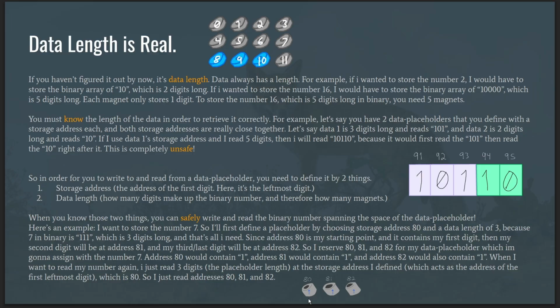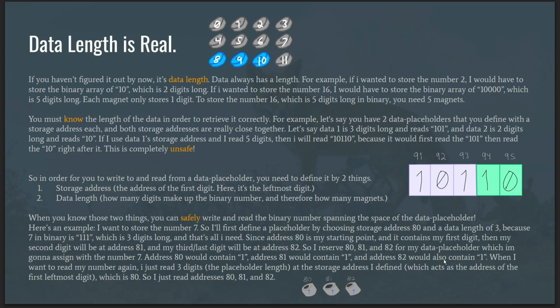Since address 80 is my starting point and it contains my first digit, then my second digit will be address 81. And my third, last digit, will be address 82. So I would reserve 80, 81, and 82 for my data placeholder that I'm defining, which I'm going to assign with the number 7. So remember, 7 is 111. So all of them are going to be a 1. Address 80 would be 1, 81 would be 1, and 82 would be 1. So the polarity of all these are up, as you can see by the arrow.